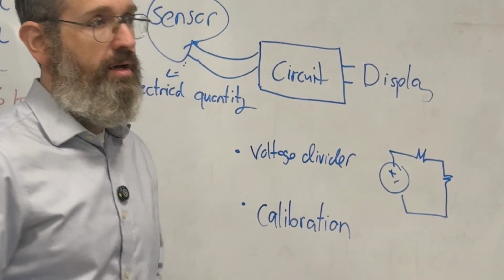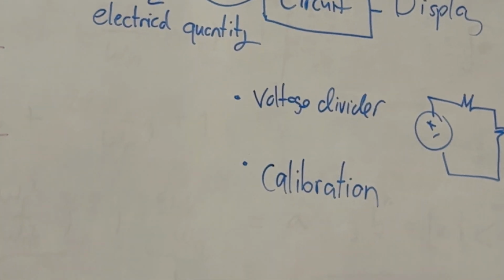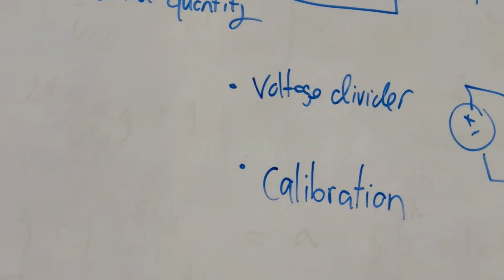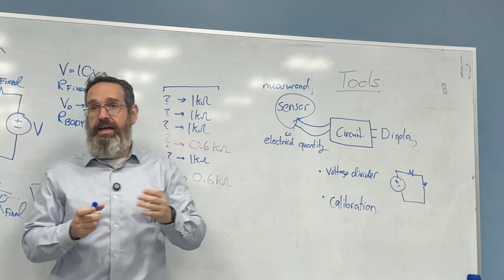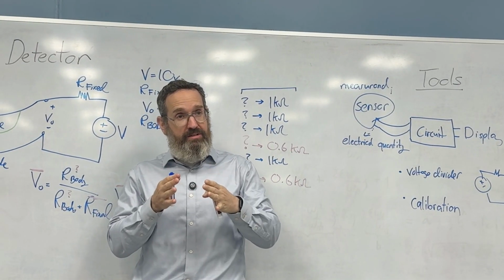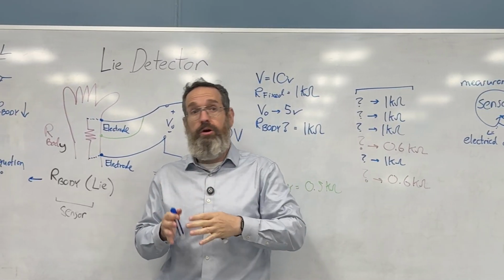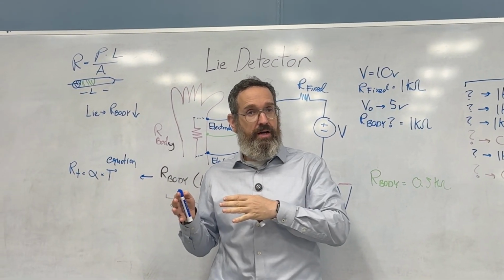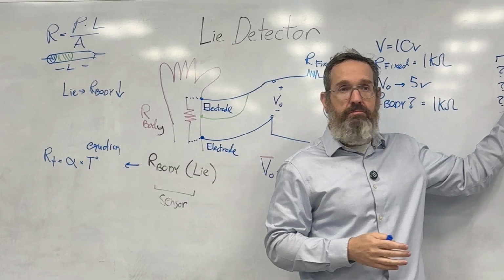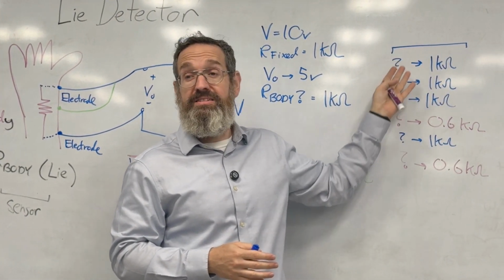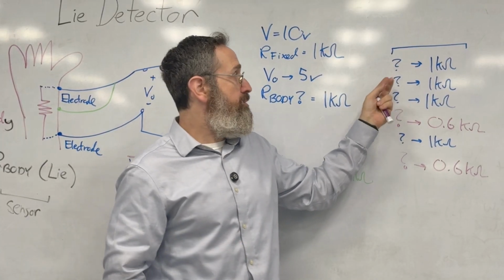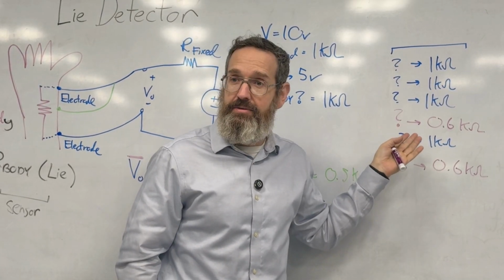A calibration is when you take known quantities of your measurand, like a 10-degree glass of water and a 20-degree glass of water and a 30-degree glass of water, and you just get the values. 10 degrees is this, 20 degrees is that. Here's the same calibration, only we're doing it for truth and lie.